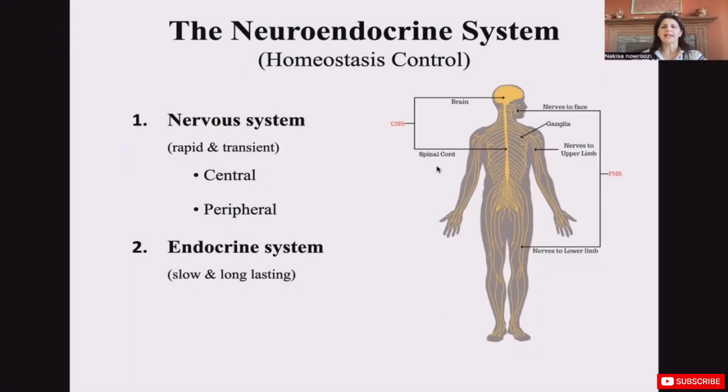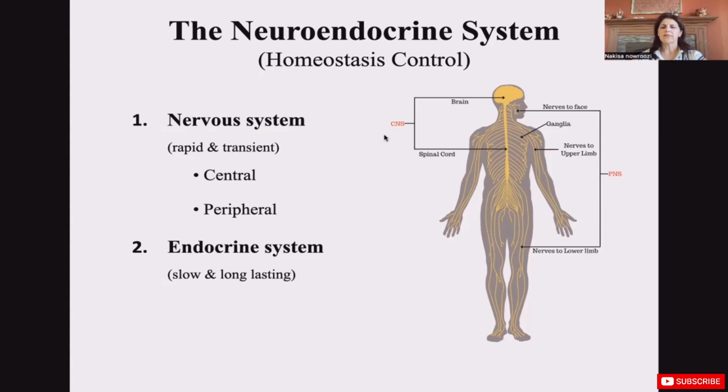Here we're looking at the neuroendocrine system. The neuroendocrine system is important for the homeostasis control of the body. Basically, the body will be in balance. For this we need the nervous system and the endocrine system, its two major components. Nervous system response is rapid and transient. You have two subunits in the nervous system: central nervous system and peripheral nervous system.